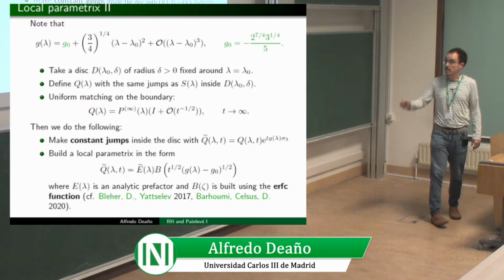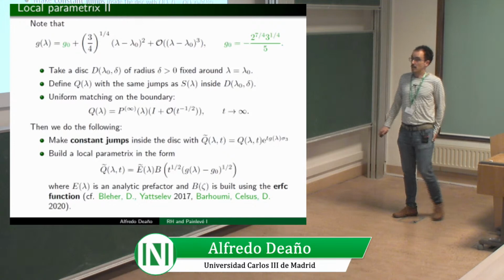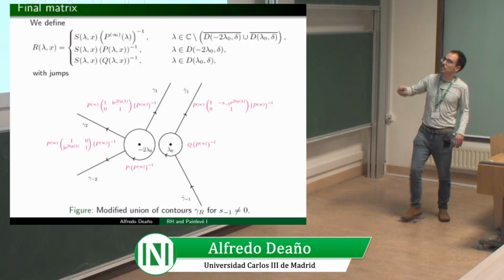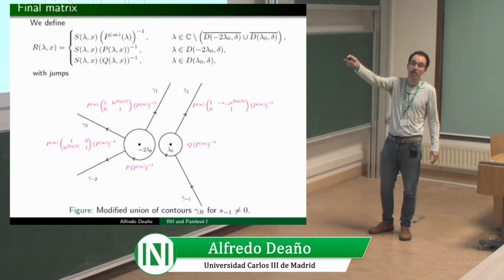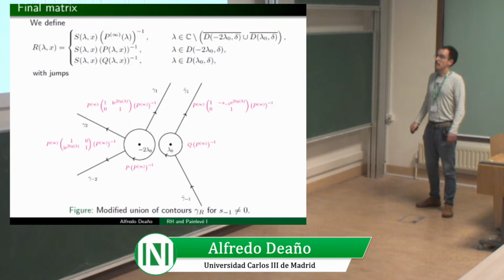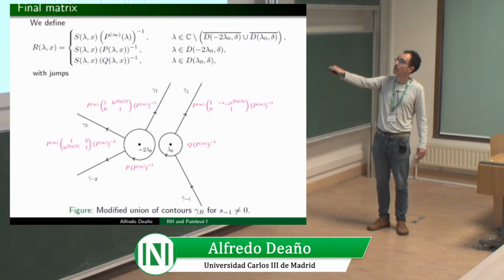This we used in other problems related to orthogonal polynomials and random matrix theory. So you can build this one, and then you can construct a final solution, which is the S matrix divided by the global outside parametrix, divided by the local P here and divided by the local Q here. You just have two local parametrices. And then you have to argue, okay, all the jumps go to identity as T tends to infinity. All these jumps are fine. And then you are left with jumps on the boundary.